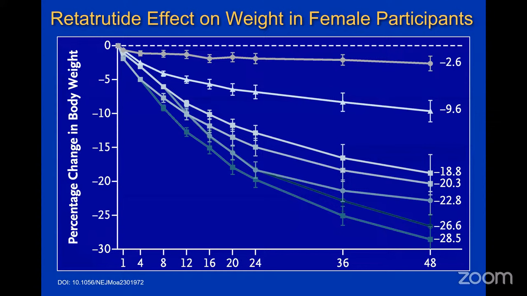In female patients, there seems to be, for all of these drugs, a bigger effect. 28.5% median weight loss in women. You know, somebody who's 250 pounds ends up being close to normal body weight when you give them a drug like retatrutide.